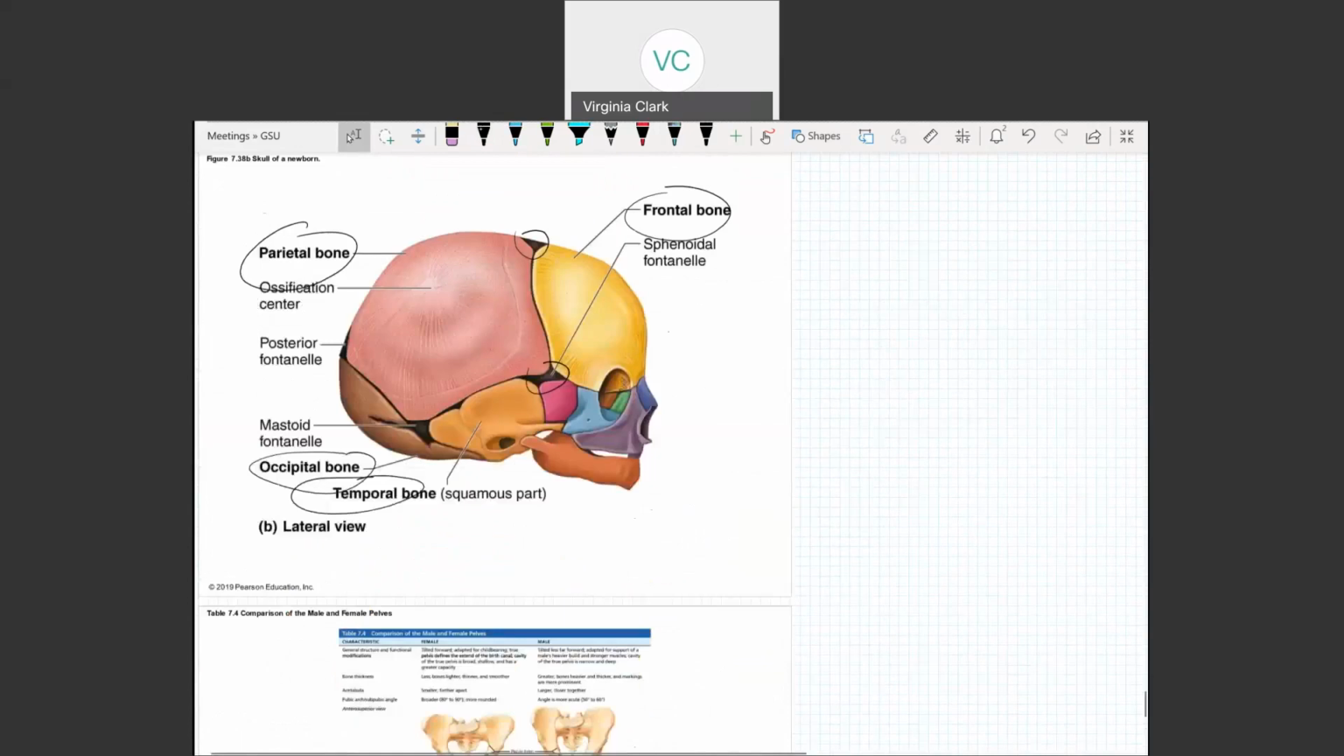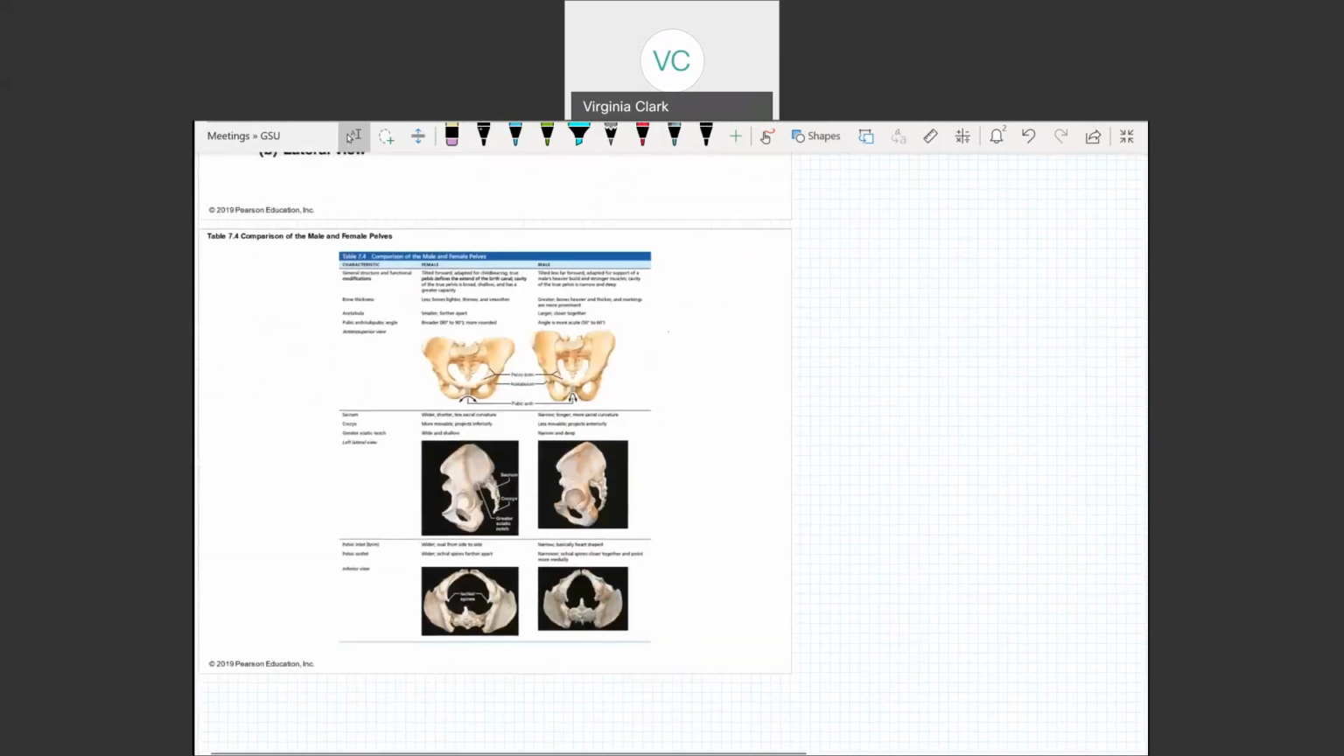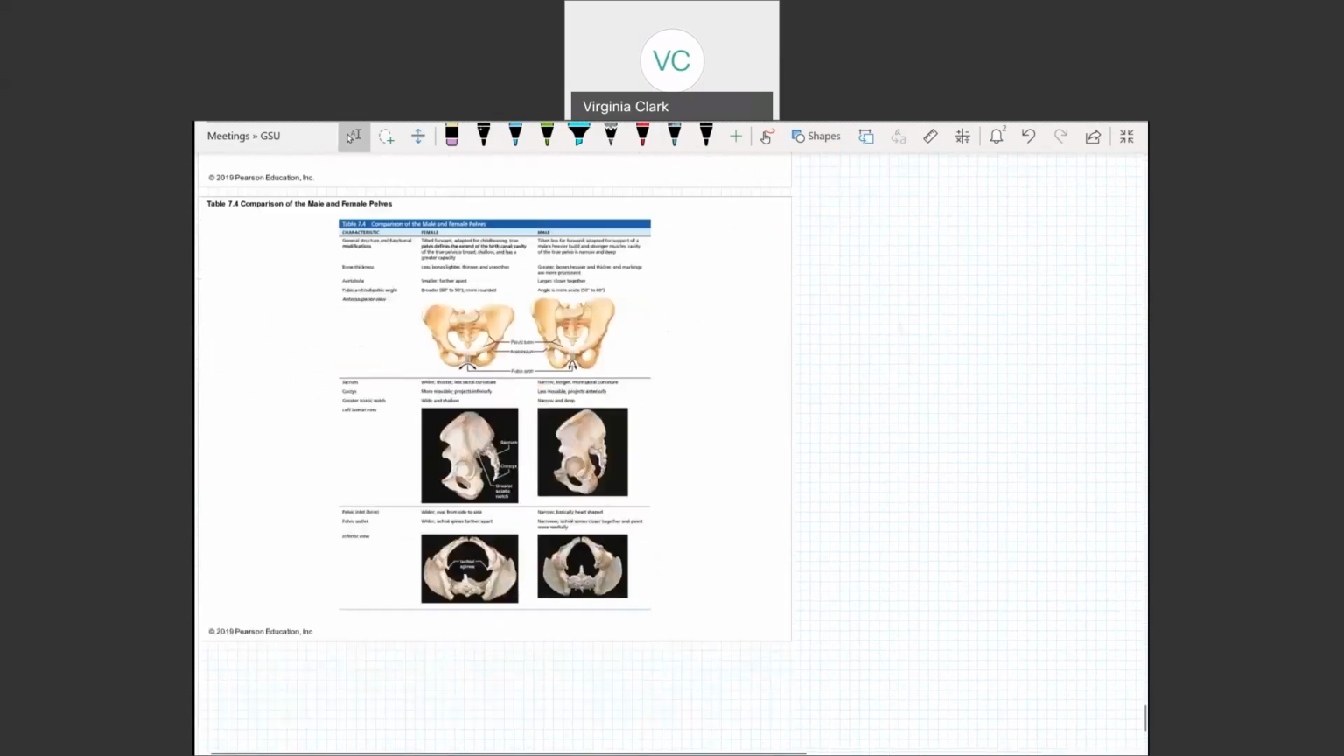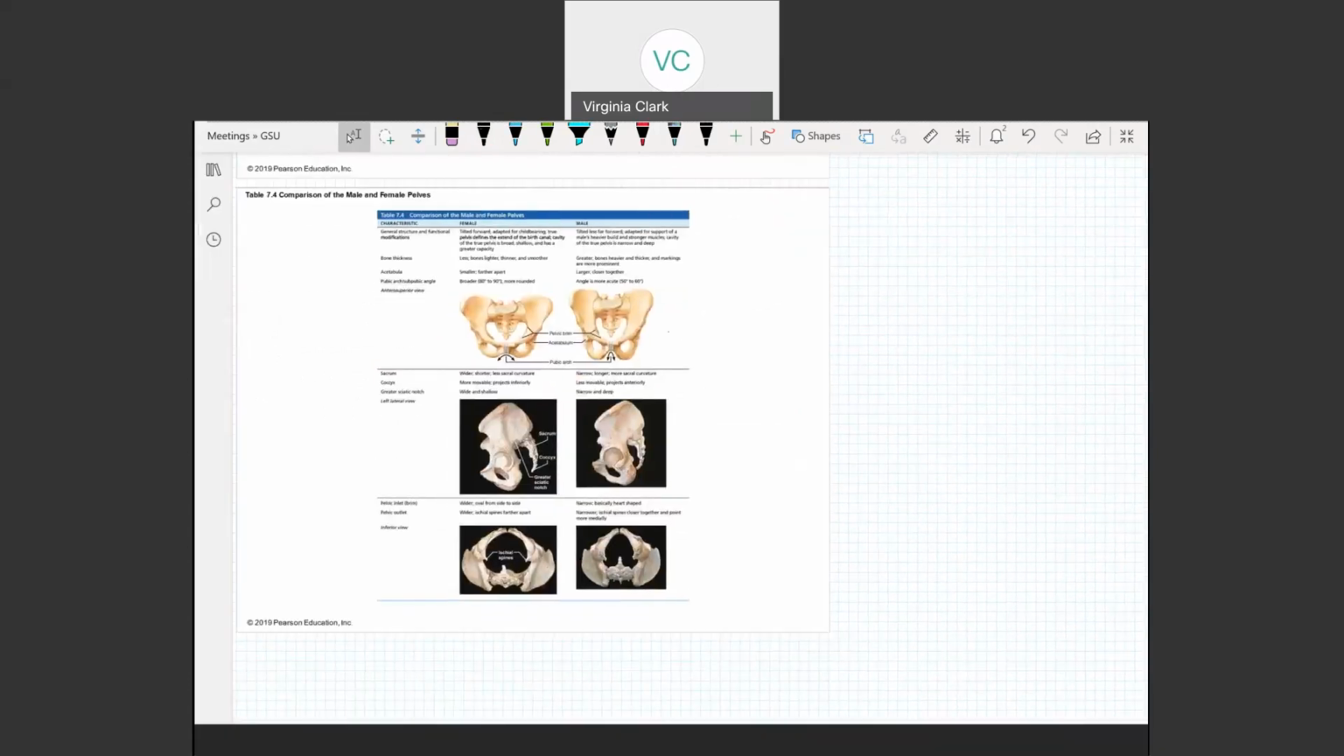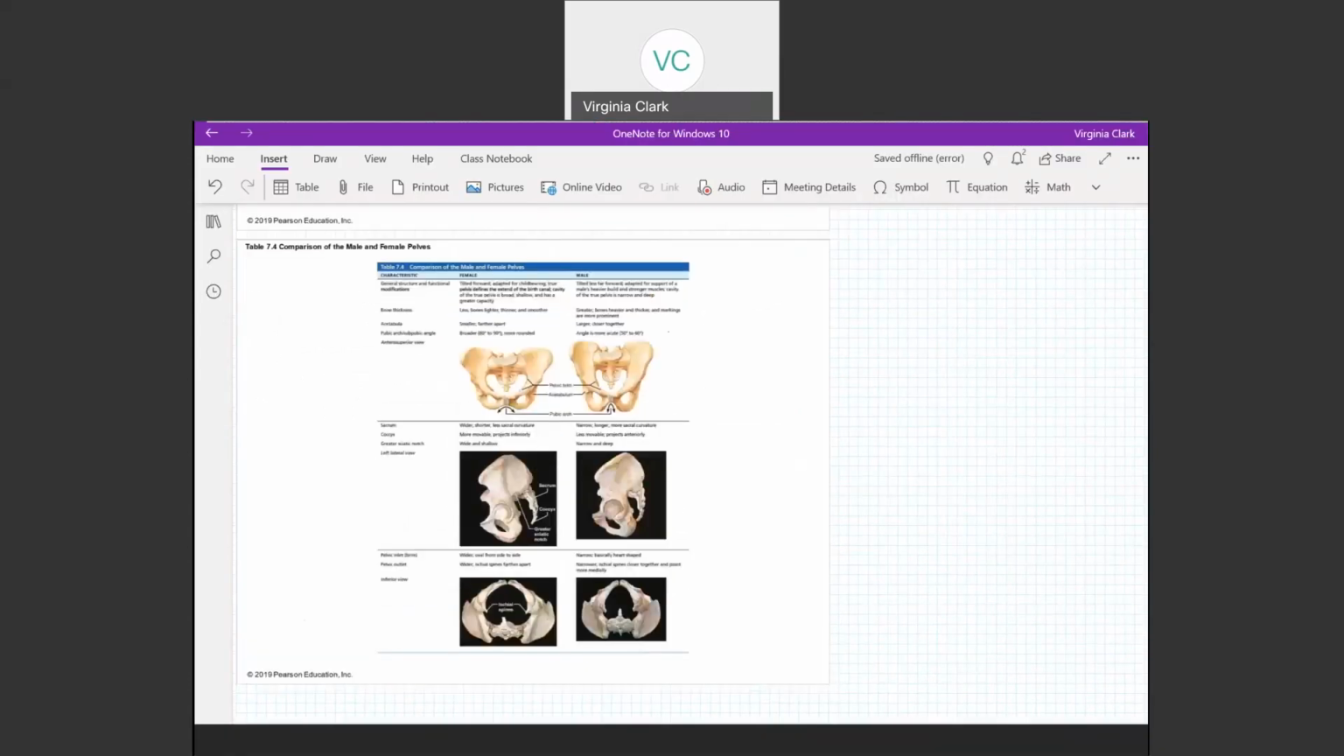There's also a summary of male versus female pelvis that your lab manual covers, and it is very important, but you just need to understand the difference between male and female. So that is it for exercises 9 and 10, the axial and the appendicular skeleton.